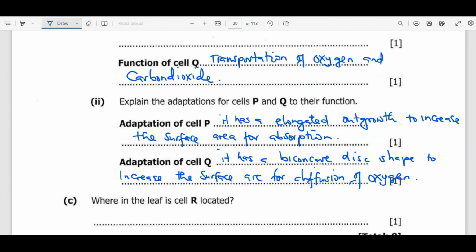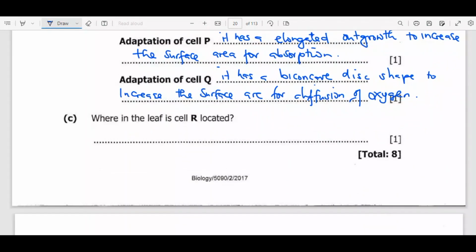Okay, so we can look at C. Where in the leaf is cell R located? So we have to know where C is located. Now when you look at C, we are saying that that is a parasite cell. So where is it located exactly? It is located in the mesophyll.